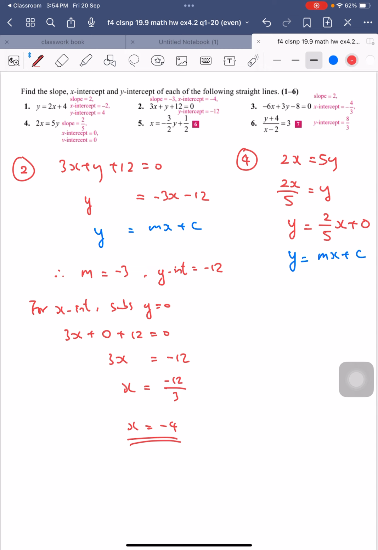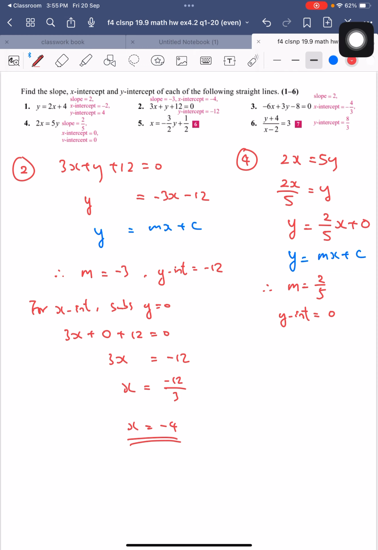So it's actually the format of y = mx + c. So now we can say that m is equal to 2/5. m is the number in front of the x. You see, m is the number in front of the x. So the m here is going to be 2/5. And similarly, we have the c, which is the y-intercept, is equal to 0.